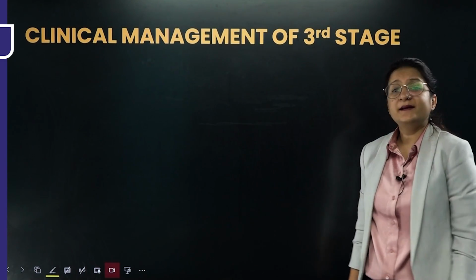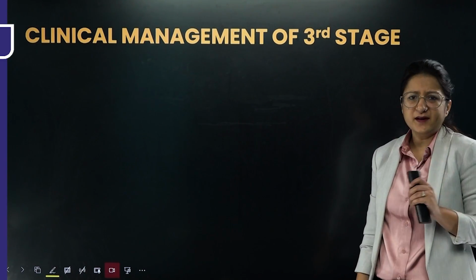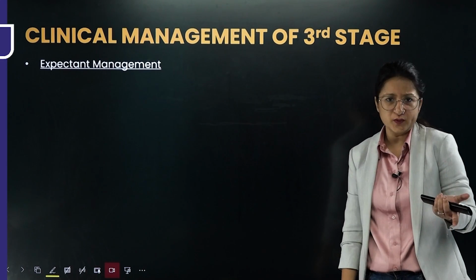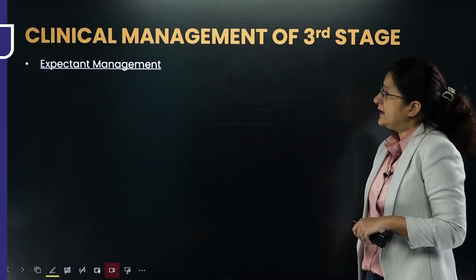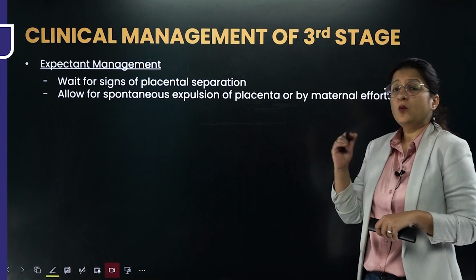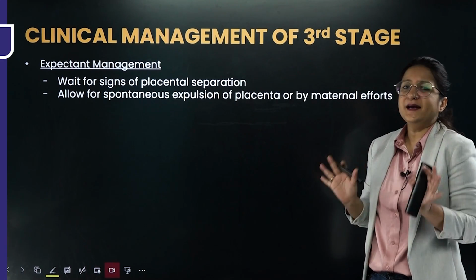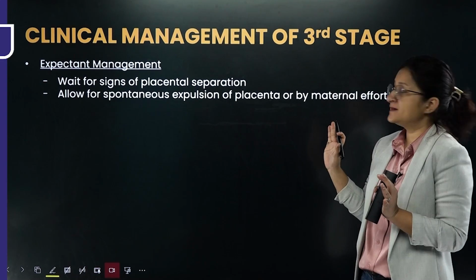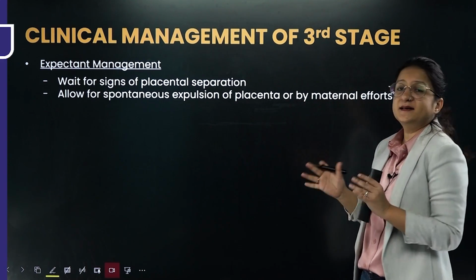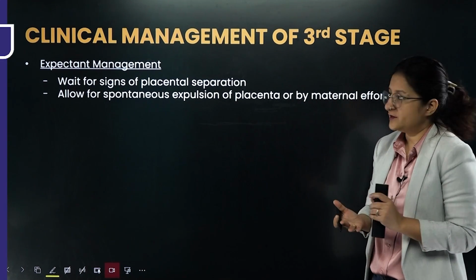So talking about the clinical management of third stage of labor, there are two ways, right? One is the expectant management. Let's talk about that briefly. Expectant management means that one waits for the signs of placental separation and allows for spontaneous expulsion of the placenta, or expulsion of the placenta aided by maternal efforts, right?